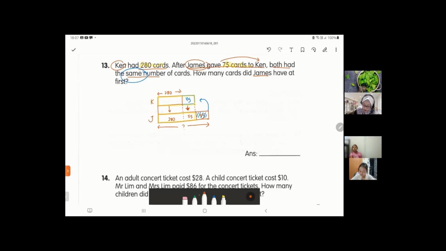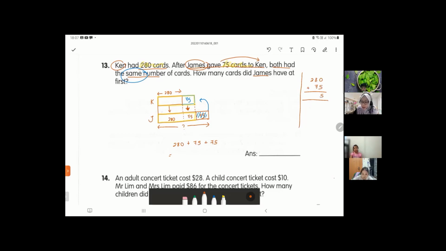So we simply take 280 plus 75 plus 75. Okay, equals to. Your working should be on your right hand side like that. You put 280 plus 75. Once you get your answer, then you add another 75.